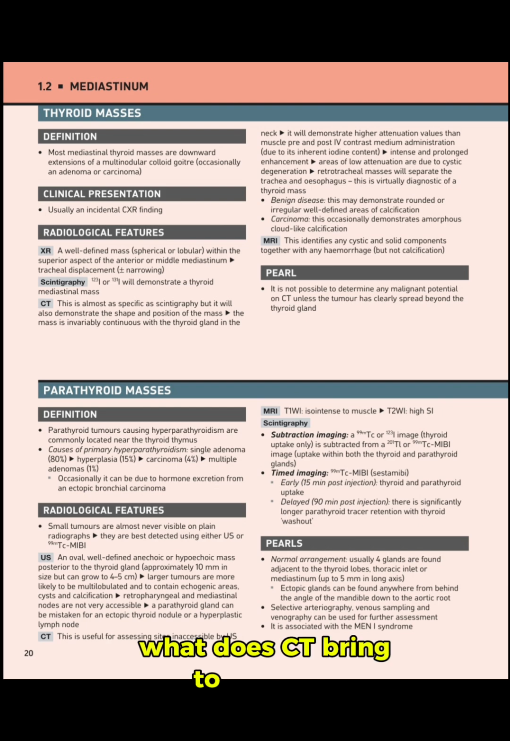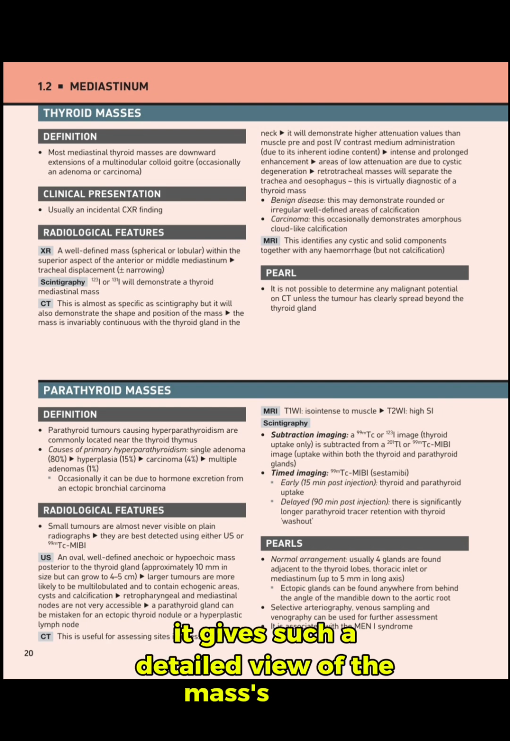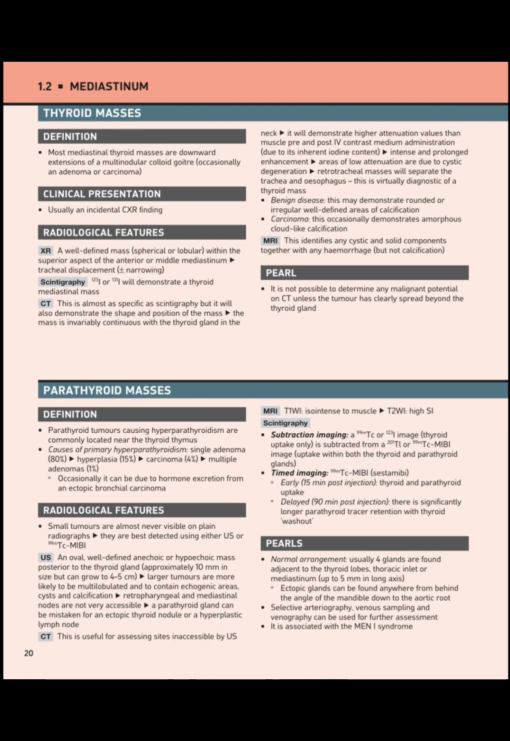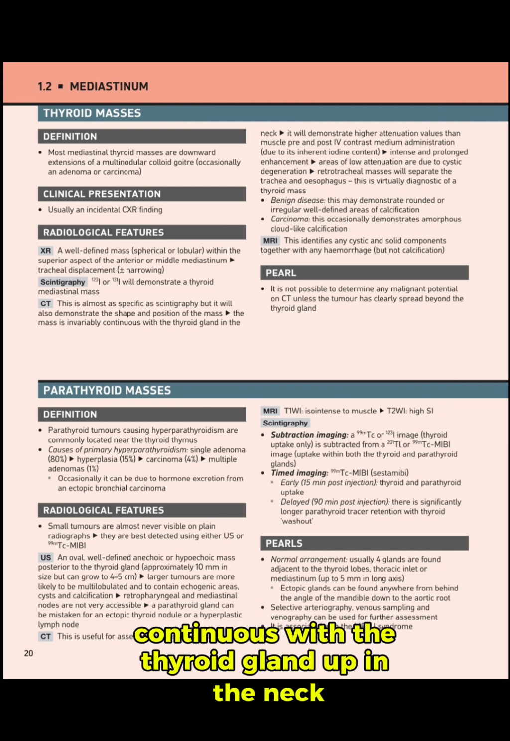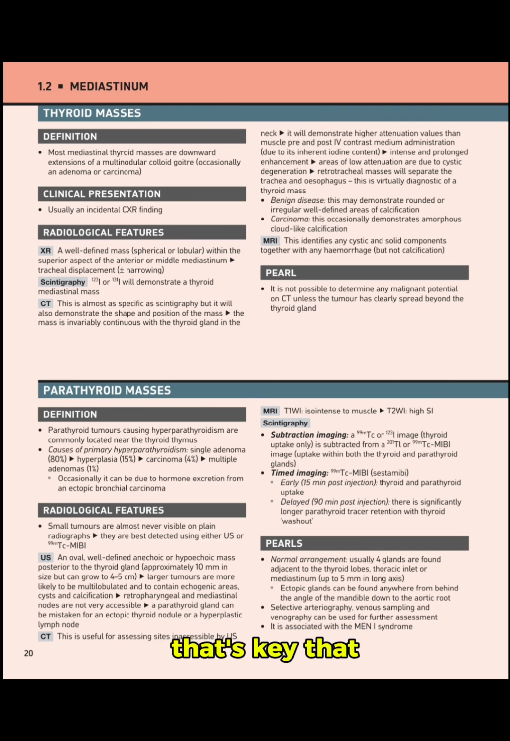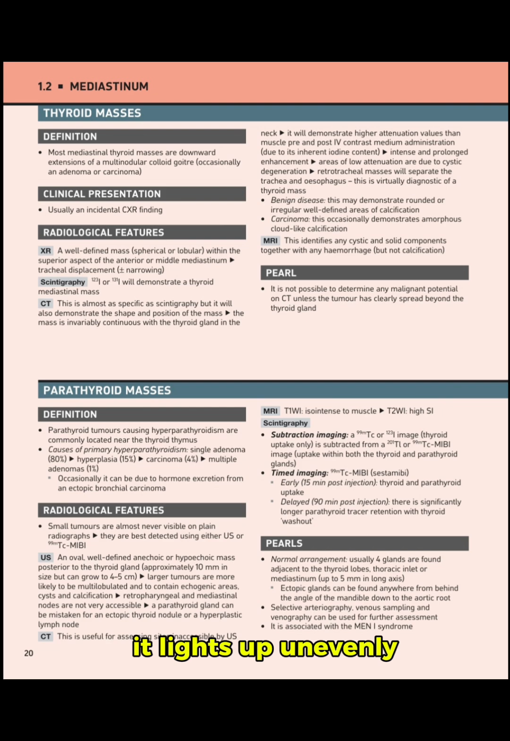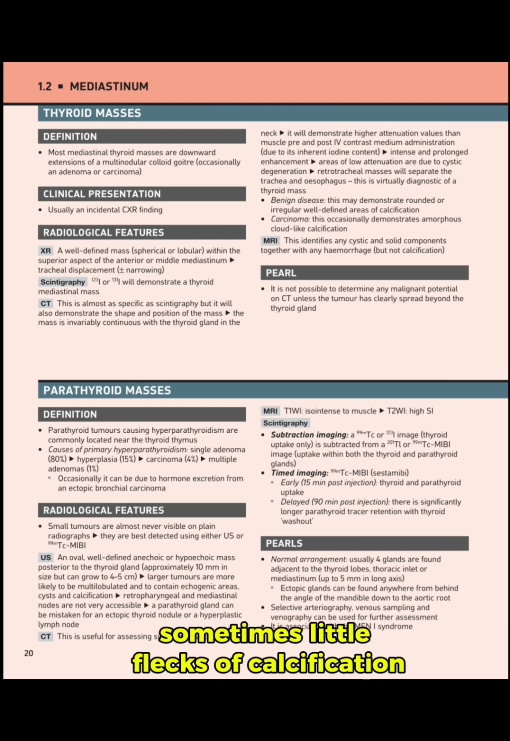Right, that displacement. So after that CXR, what's the next step usually? What does CT bring to the table? Well, CT is really crucial. It gives such a detailed view of the mass's shape, its exact location. And here's often the clincher. You almost always see the mass directly connected, continuous with the thyroid gland up in the neck. That's key, that continuity. Exactly. And on CT, you'll often see what we call heterogeneous enhancement. It lights up unevenly with contrast. Sometimes little flecks of calcification, too.